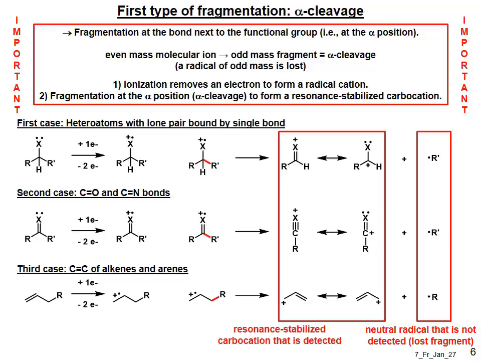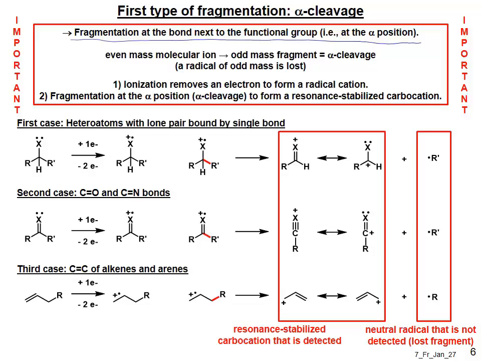In this video, we're going to look at the first type of fragmentation, alpha cleavages. Alpha cleavages are fragmentations that occur at the bond next to the functional group. That position is called the alpha position, so that's why they're called alpha cleavages.